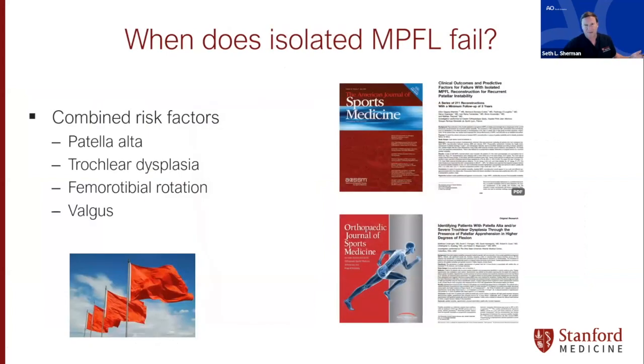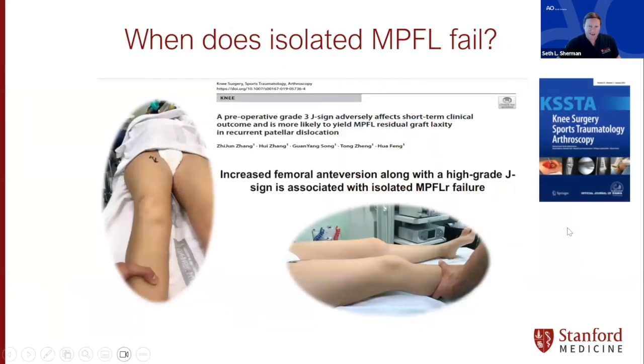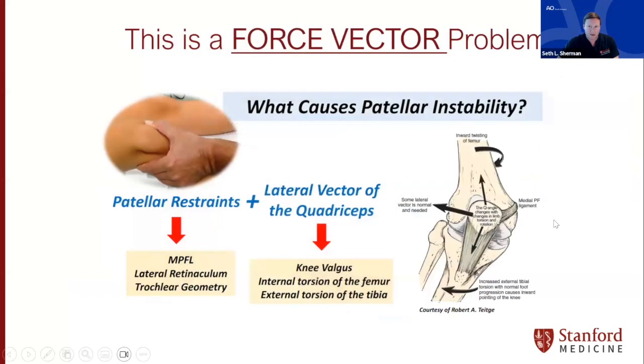Here are the things behind the scenes in those patients. They have alta, dysplasia, rotation, valgus, lateralized vectors, and likely combinations thereof. So be ready to look for those red flags in every patient. There's literature support that these jumping J signs and extremes of rotation and other problems that we've talked about will lead to failure of soft tissue only surgery.